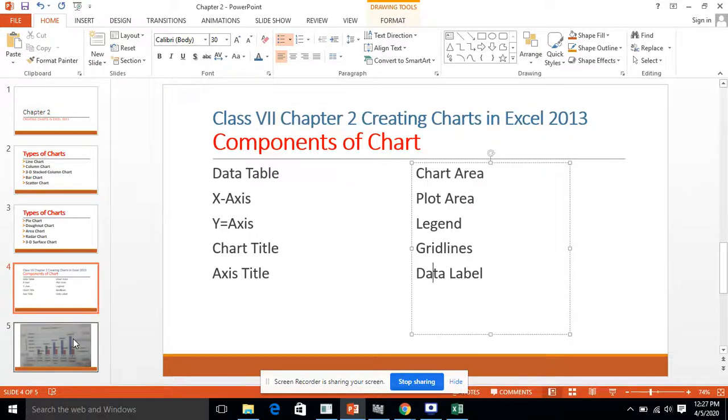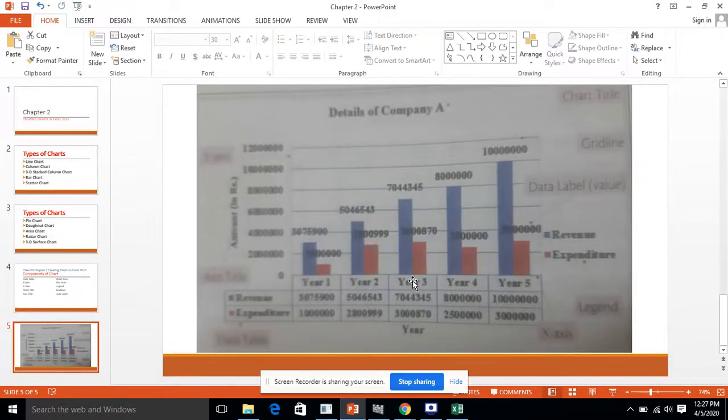Now, if you go to page number 23 in your book, you will see this figure, which is basically demonstrating all these components. Chart title, for example, over here, chart title is detail of a company A. This is called chart title. Now, grid lines, these are basically the grid lines in which we are drawing the chart. These are called grid lines. These are the lines where we are going to draw the chart.